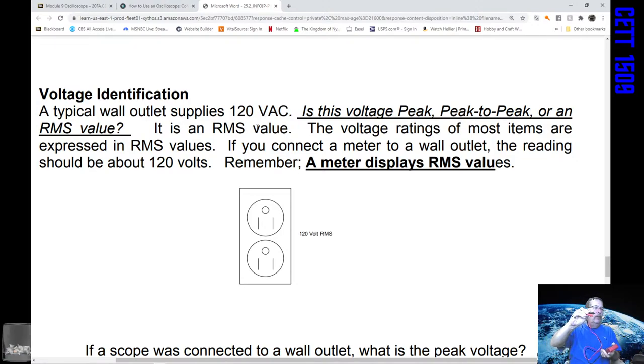We're using the voltmeter, right, to check the wall outlet, and it says, hey, you got 120 volts.